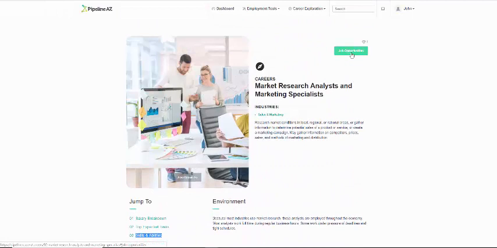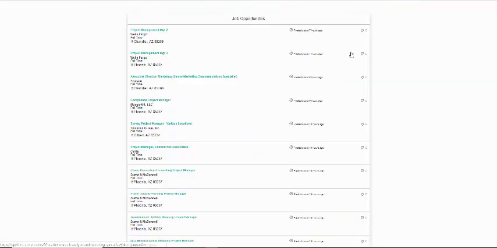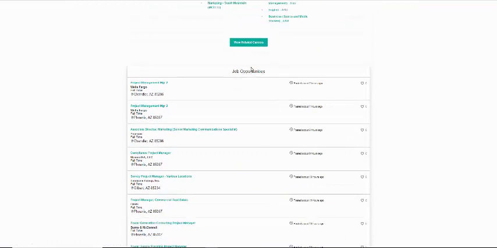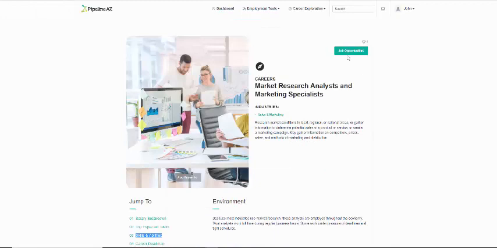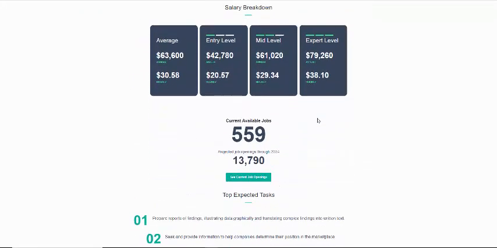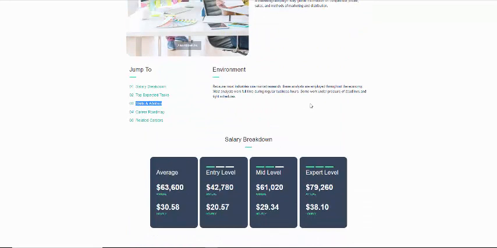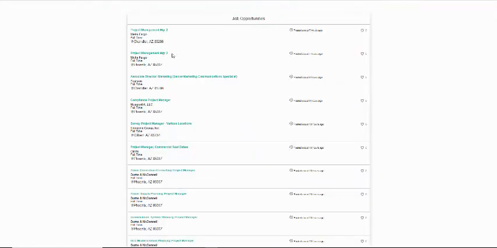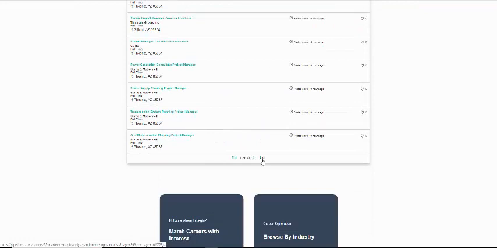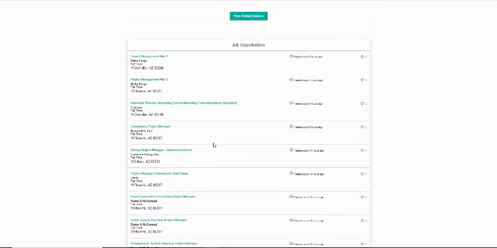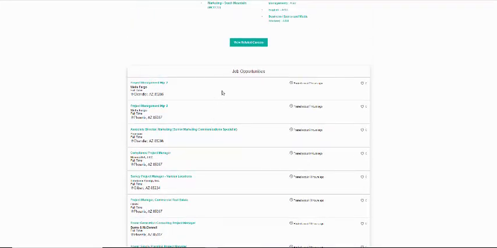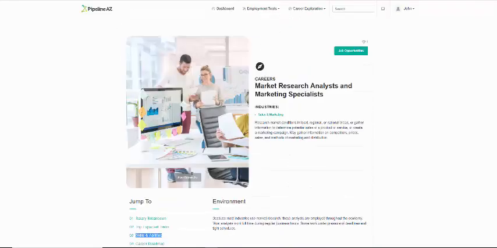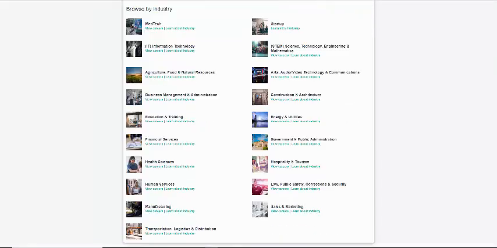To take a look at job opportunities of market research analysts and marketing specialists. Here they are. Let's see how many were there. There was 559 positions. And you can see there's 39 pages of jobs. So as I mentioned earlier in different modules, we are in a very good job market. So there's a lot of opportunities out there for you. And this pipeline is a neat tool to help you look for jobs through industries.